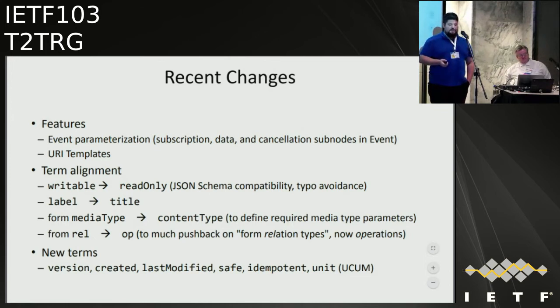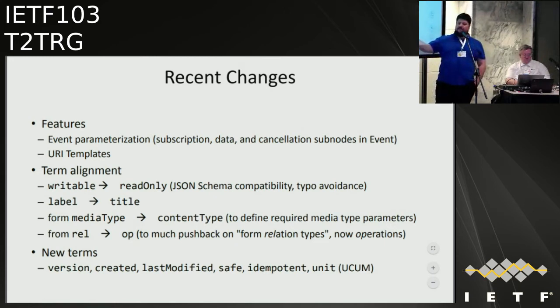And the last point is, originally we discussed here about forms, and the natural term that Klaus used was form relation types, because it's really related to the link relation types. We got so much feedback, however, that we gave this up. Links express relations to other resources. Forms are more proactive, so we changed it to op for operation and hope that there is just less discussion around this wording. And we added a few new terms.